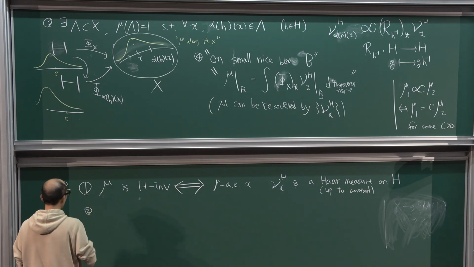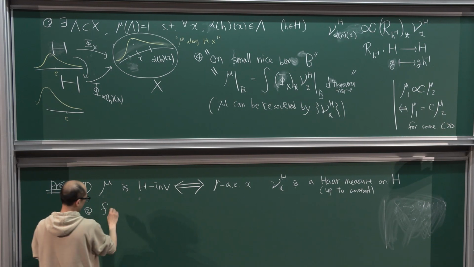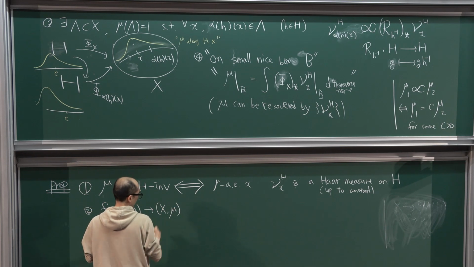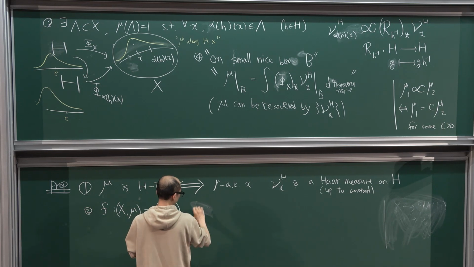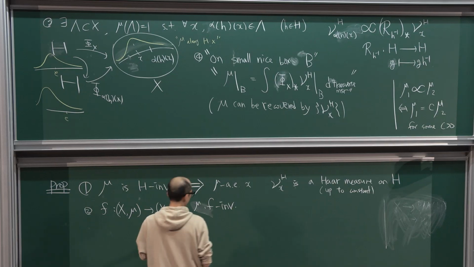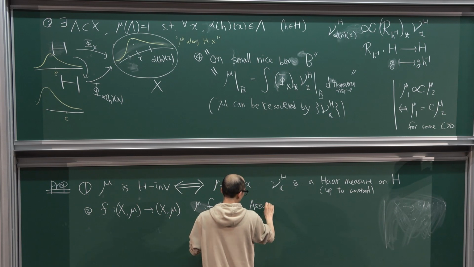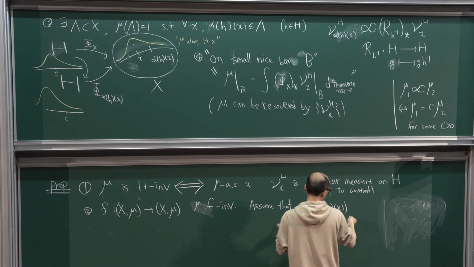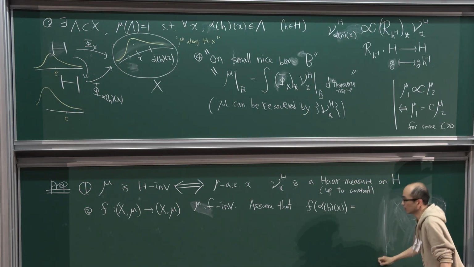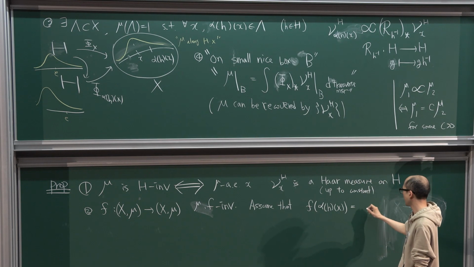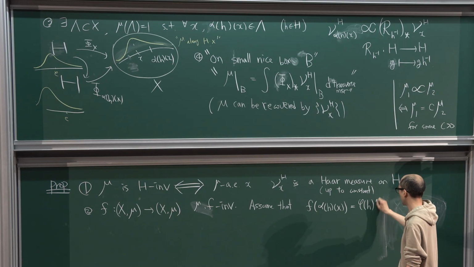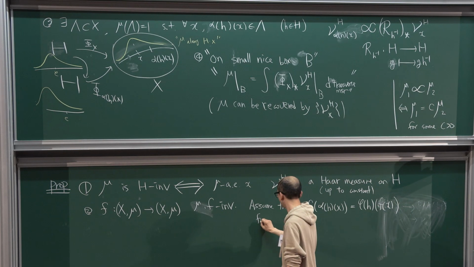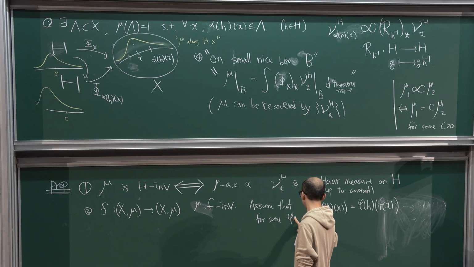And second, now I want to assume that f is a map from (x, mu) to (x, mu), and f preserves mu. Mu is f invariant. And assume that f of alpha of h of x is the same as phi of h of alpha of f of x, for some phi from H to H.